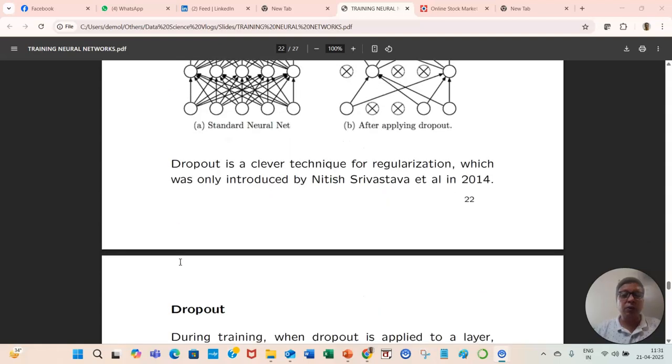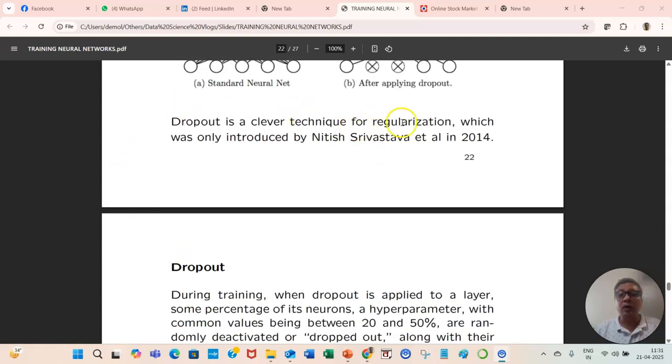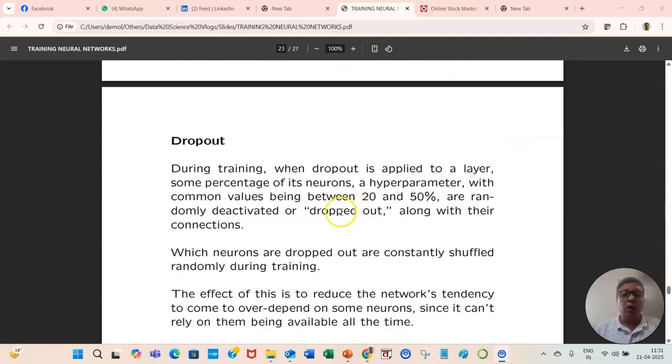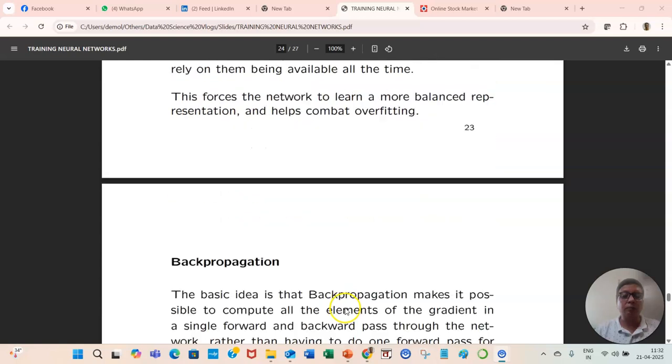Dropout is an interesting concept. Dropout is a clever technique for regularization which was introduced by Nitish Srivastava et al. in 2014. During training, when dropout is applied to a layer, some percentage of its neurons, a hyperparameter with common values between 20% and 50%, are randomly deactivated or dropped out along with their connections. Which neurons are dropped out is constantly shuffled randomly during the training. The effect of this is to reduce the network's tendency to over-depend on some neurons since it can't rely on them being available all the time.